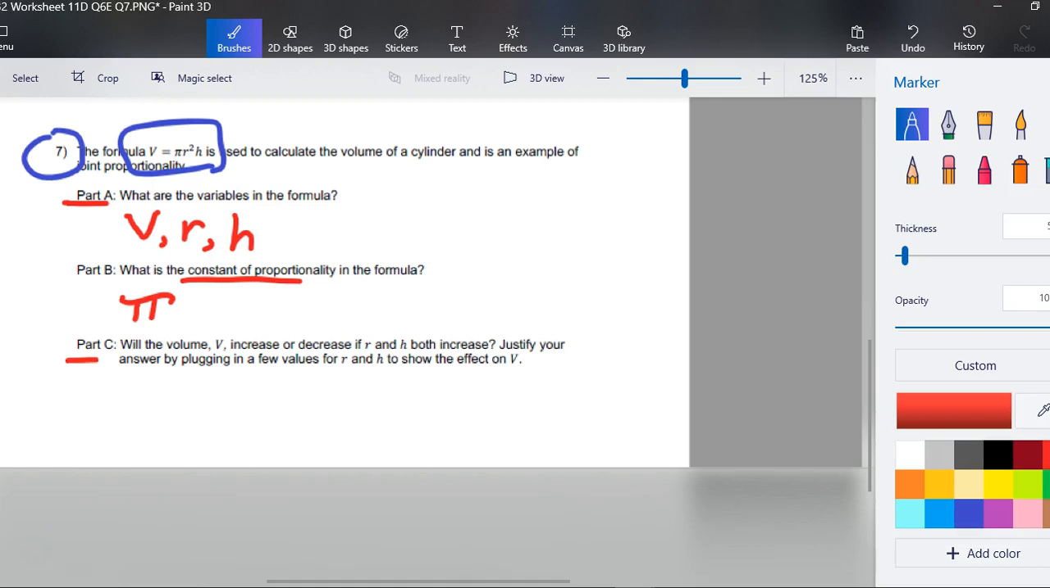Part C, will the volume increase or decrease if R and H both increase? Justify your answer by plugging in a few values for R and H to show the effect on V. So let's keep this simple and even keep it organized. Let's get us a table going.